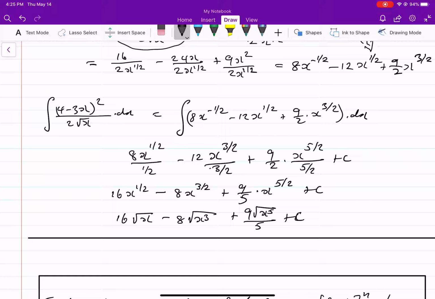So always repeat to yourself. The rule is the integral of ax to the n dx is ax to the n plus 1 over n plus 1, where n must not be minus 1. You understand what I'm saying? Good. Y'all do the same thing.